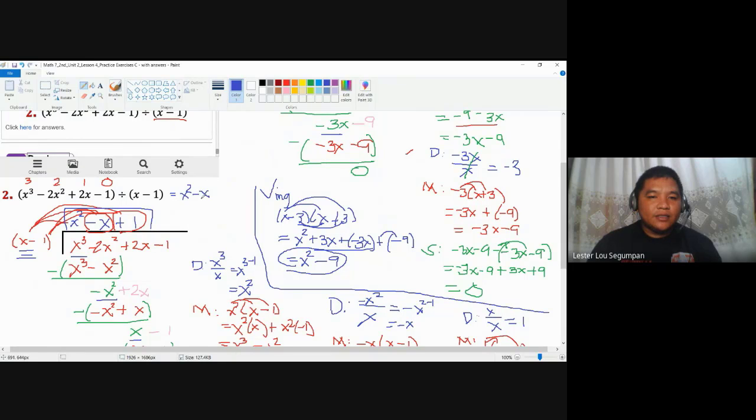minus x plus 1. To check whether that answer is correct or not, simply multiply this quotient to the divisor, and it should return to the dividend for you to be sure that your quotient is correct. I'm going to leave that to you because this video is just focusing on the division of polynomials. So multiplication, you might want to use that as part of your review.